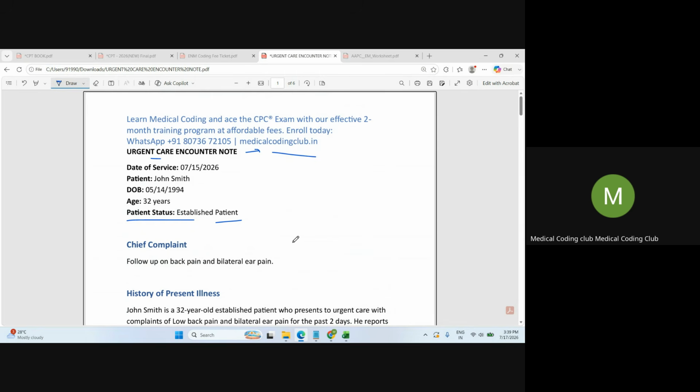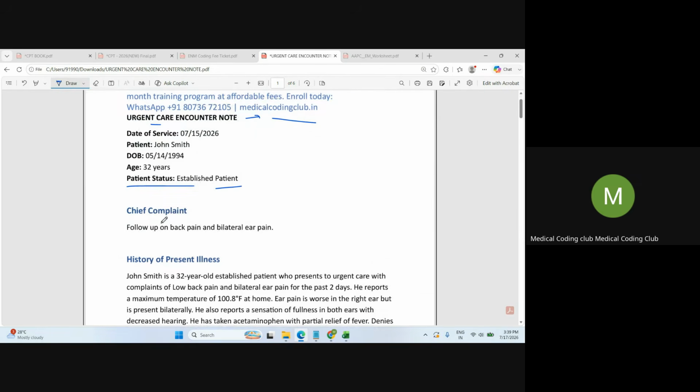Then coming to the chief complaint here. The chief complaint is follow up on back pain and bilateral ear pain.